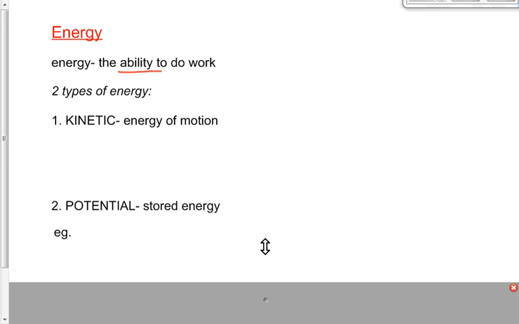Anybody want to take a stab at one or two examples of potential energy? One or two, even if it's not necessarily types of potential energy, but just examples of potential energy. Give me something that has potential energy. Something that's not doing anything right now, but has the ability to down the road. Okay?